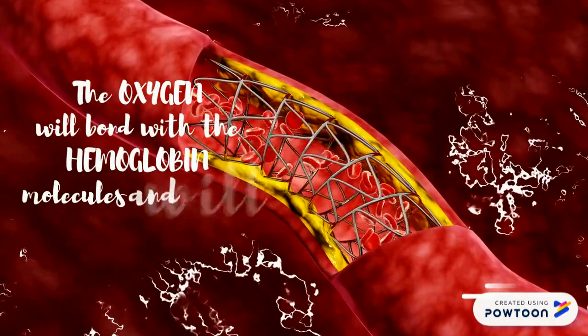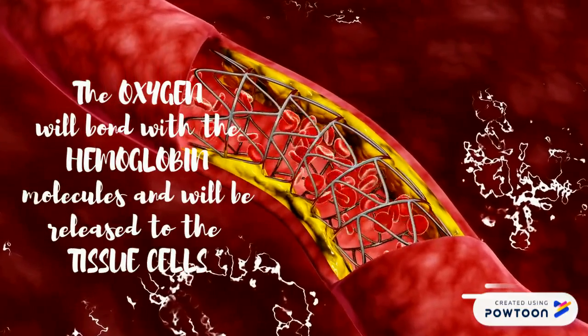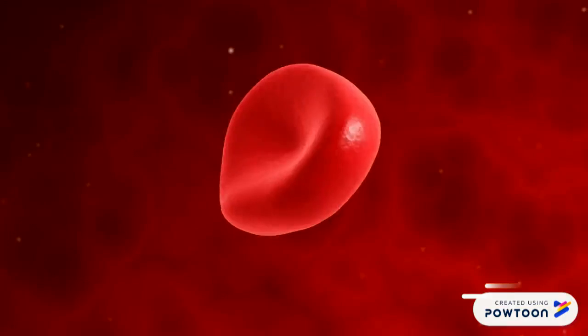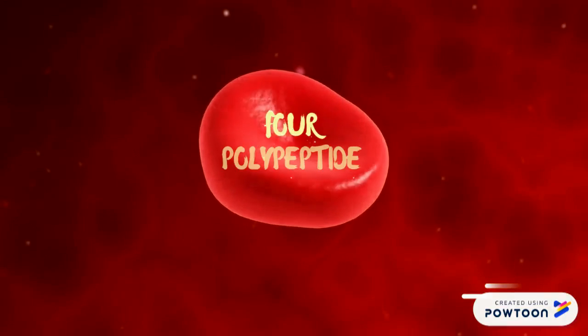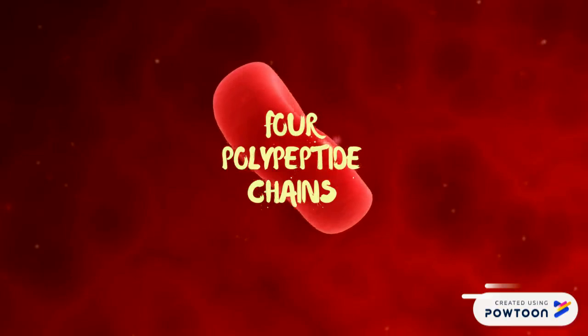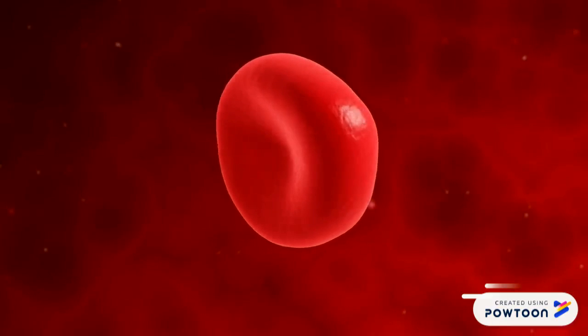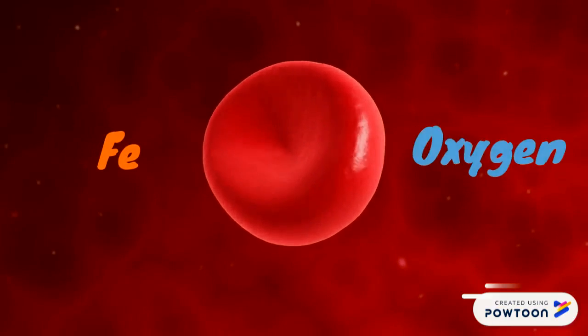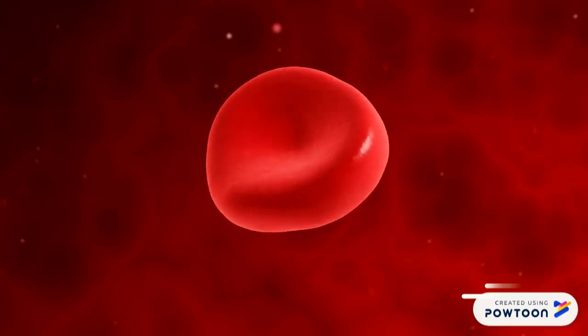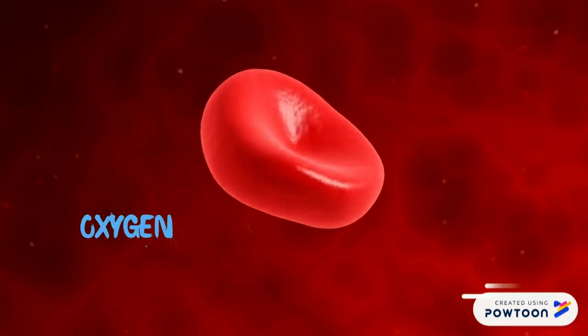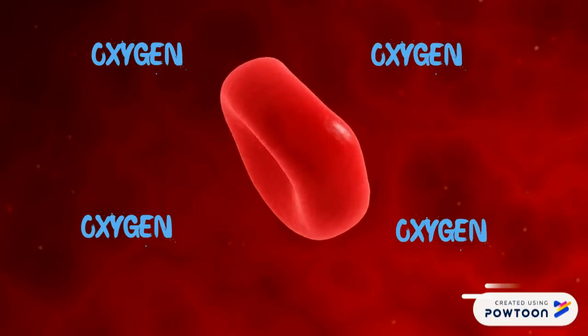Oxygen will bond with the hemoglobin molecules and will be released to the tissue cells. Hemoglobin is made up of 4 polypeptide chains. Each polypeptide chain has a heme group that contains iron, where oxygen binds. It means that one hemoglobin can carry 4 oxygen molecules.